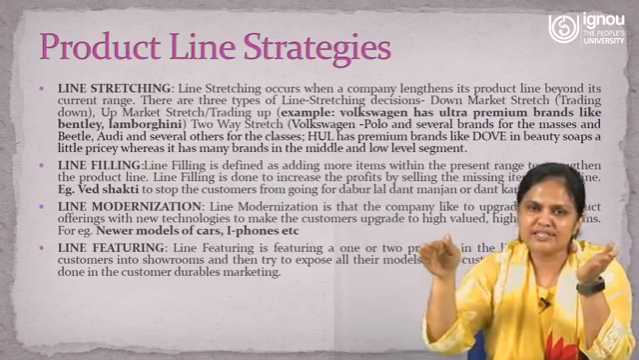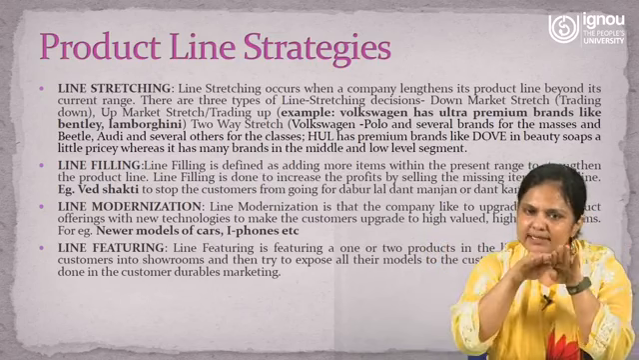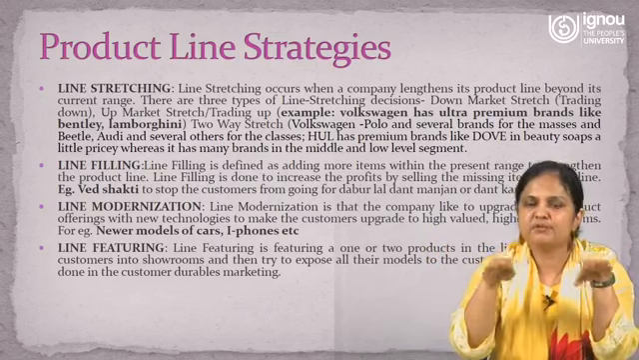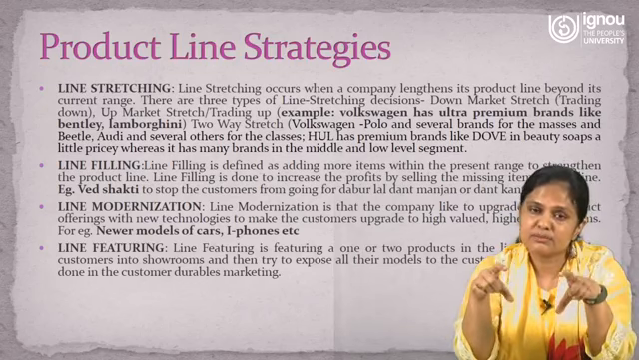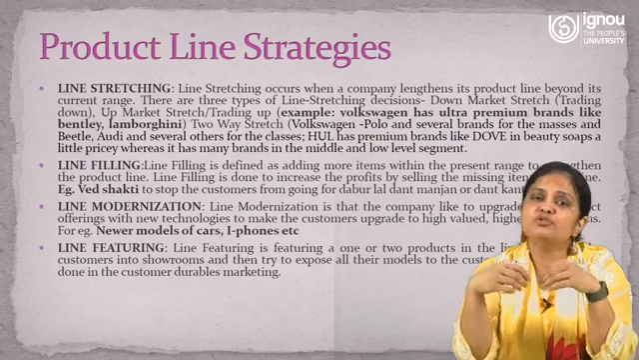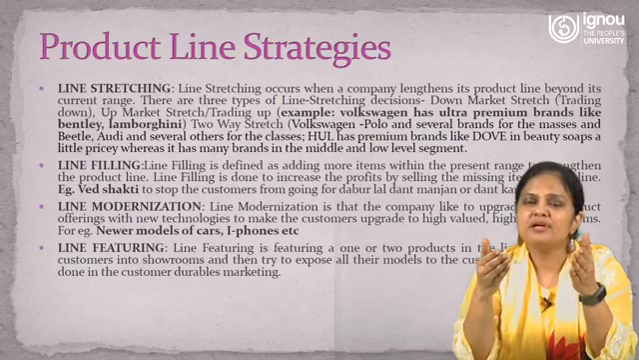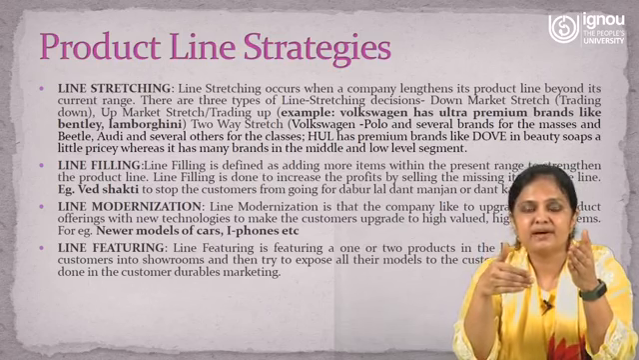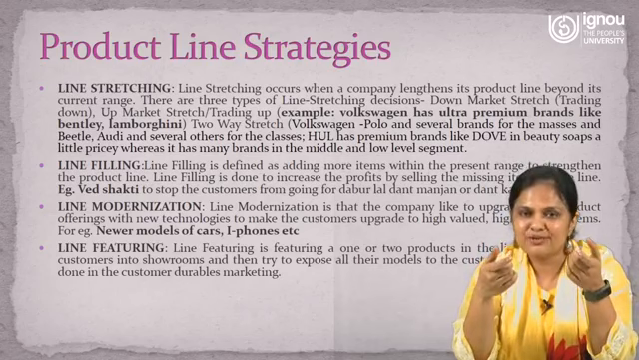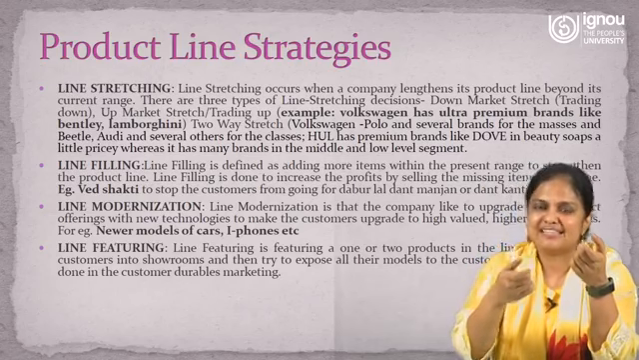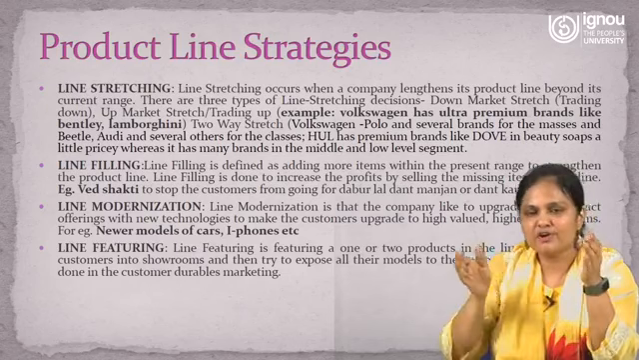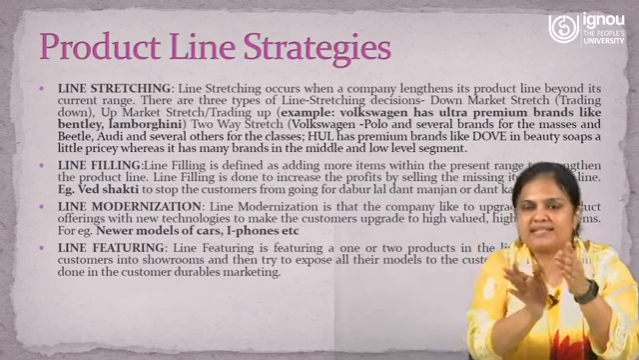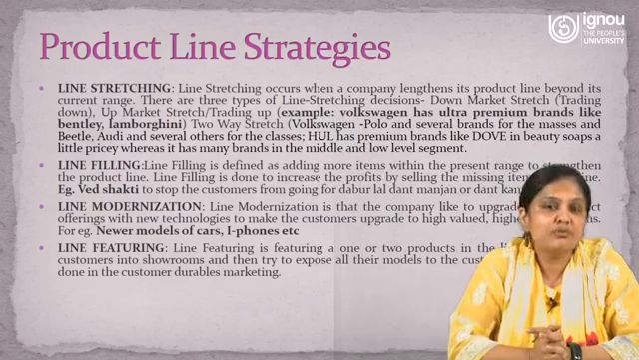If you want to stretch it, suppose all the items that you are offering are highly priced items. Now you want to serve those customers also who have comparatively lesser purchasing power. That means you have to offer something which is costing less, which is low priced, right? So when you are adding a commodity which is low priced, that will be termed as down market stretch or trading down.